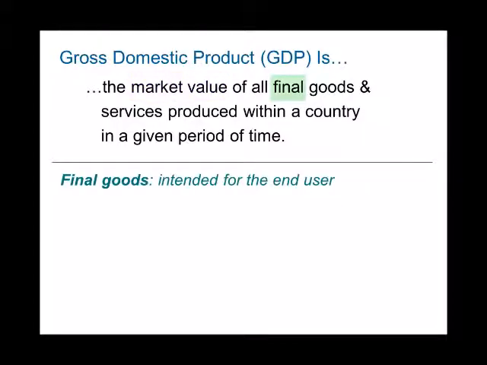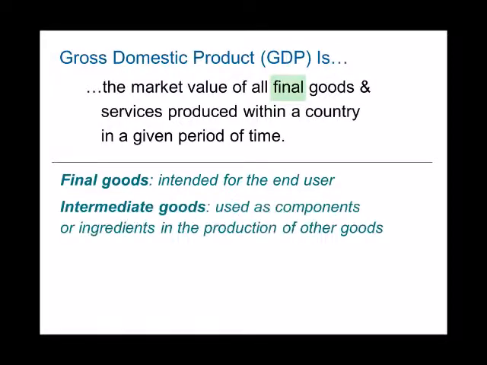It is the market value of all final goods. So the goods are intended for the end user. They don't include intermediate goods. Intermediate goods are used in the production process. For example, if we're making a chair, a lot of things go into the production of a chair, like wood, nails, glue, paint, and other stuff. So instead of valuing each of those products separately, we just find the market value of the final product, which is the chair.